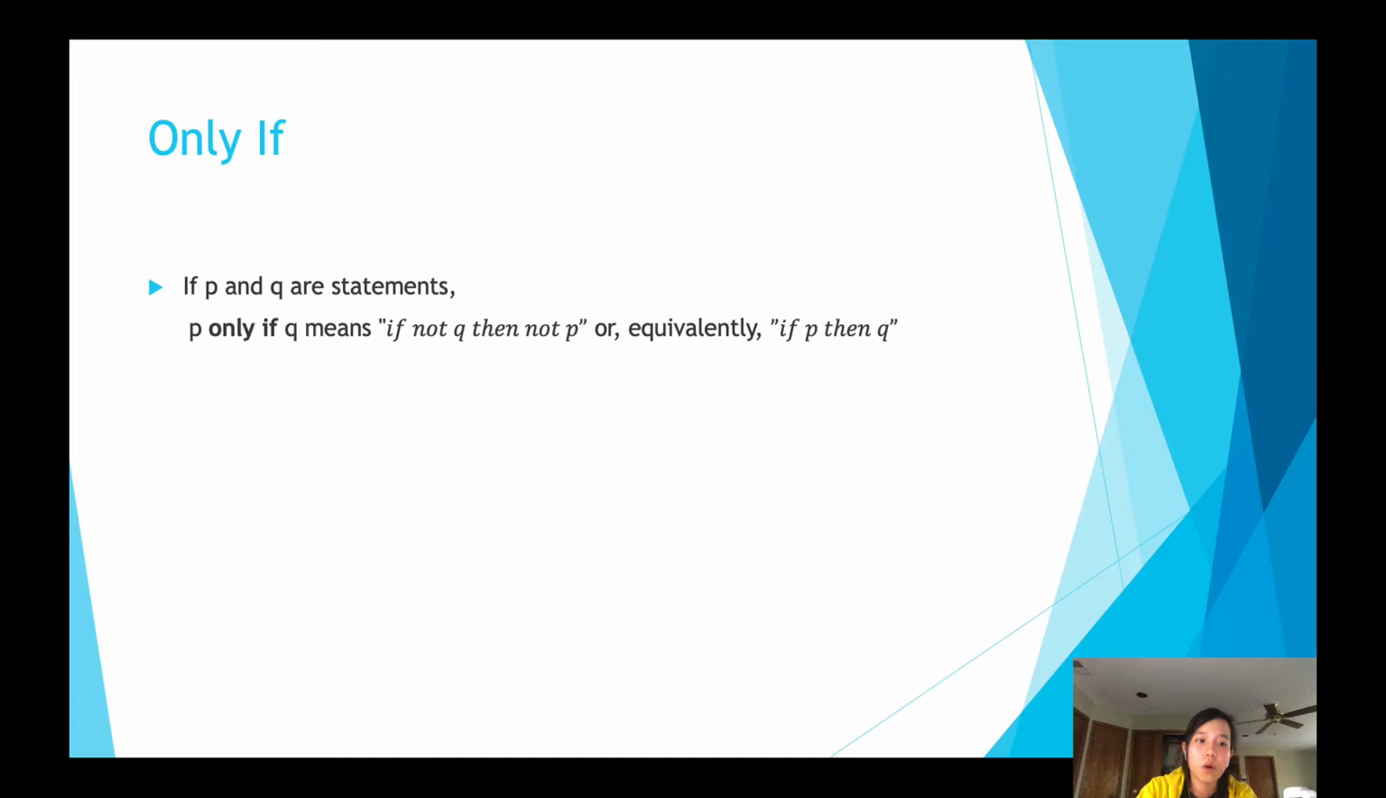So now let's talk about only if. If P and Q are statements, P only if Q means if not Q, then not P. Or equivalently, if P then Q. So basically, P only if Q means if P then Q.